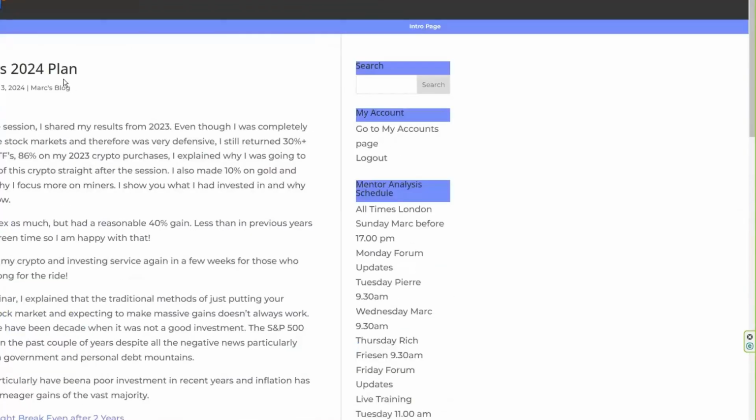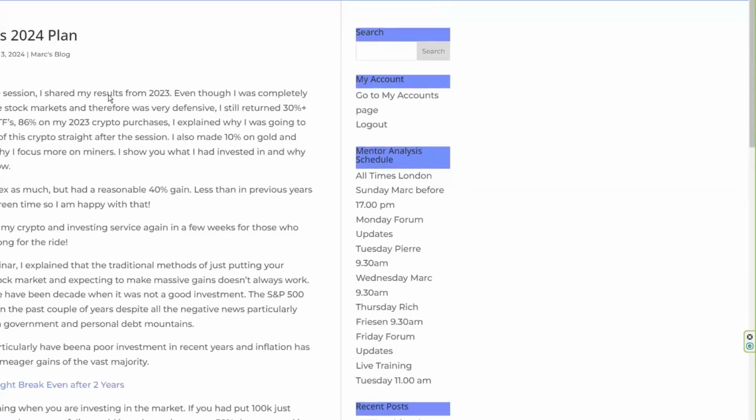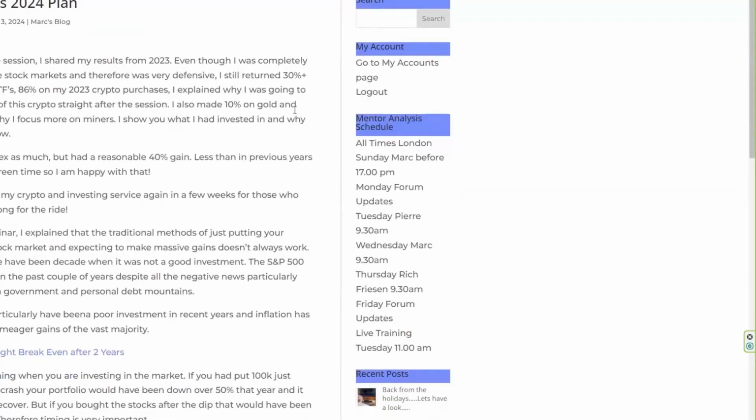This was a post I did on January the 3rd of last year, and I was talking then about what I'd done the previous year. Even though I'd been very defensive, I thought there was going to be a crash in 2023. It didn't happen. I still managed to return plus 30% on stocks and ETFs and 86% on my crypto at that point, as well as 10% on gold and silver. The big gain on gold and silver was in 2024.